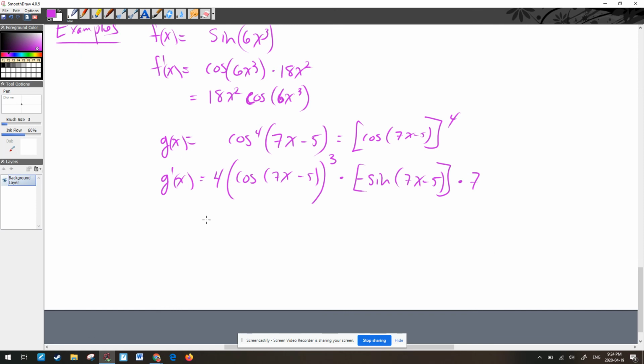Let's do some simplification. So we're going to have 7 times 4 is 28, and there's a negative there, so it's going to be negative 28. And then it doesn't really matter whether I do sine or cos next. I'm going to do the sine of 7x minus 5 times cos cubed of 7x minus 5. Okay, so I think I'm going to stop there.